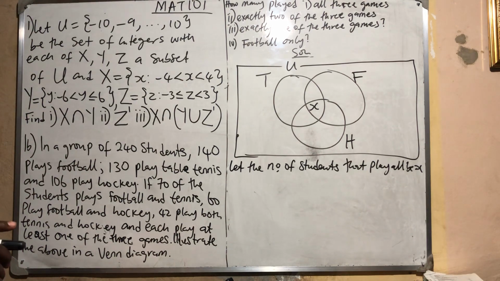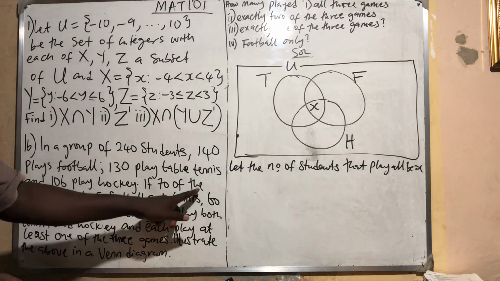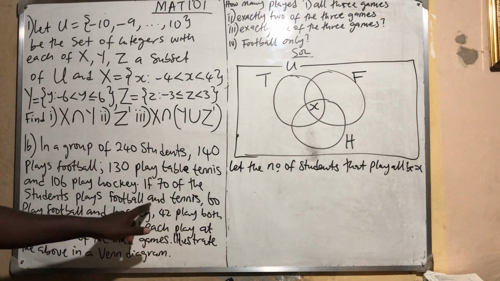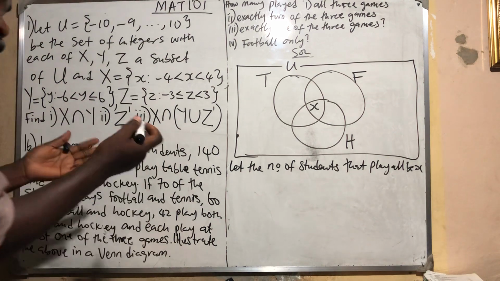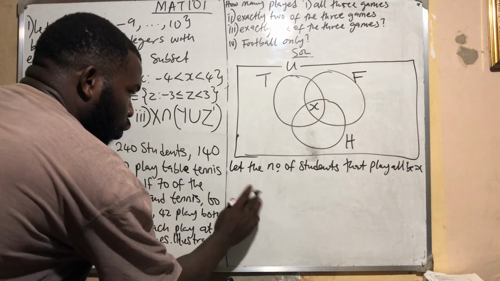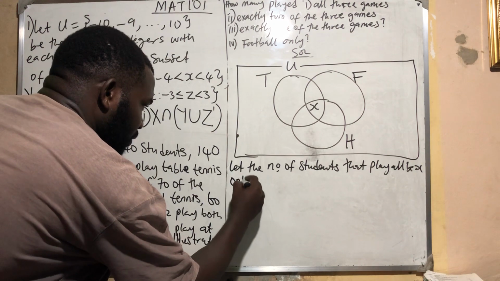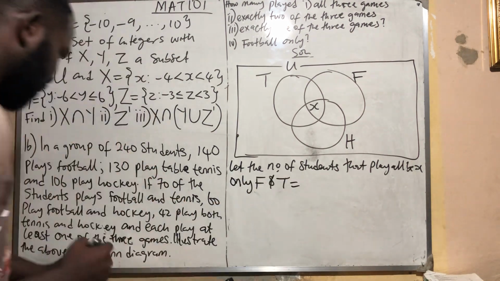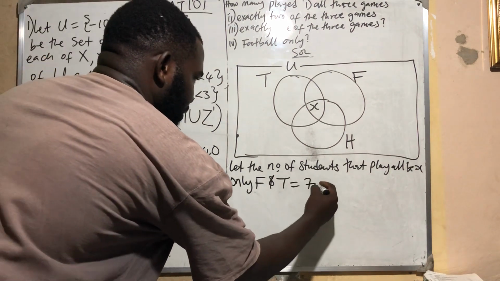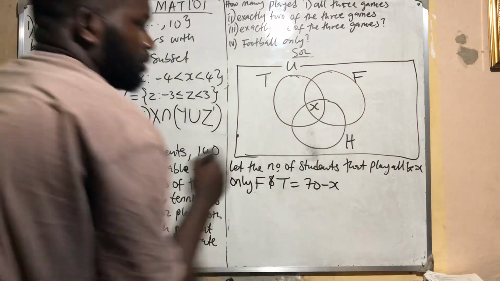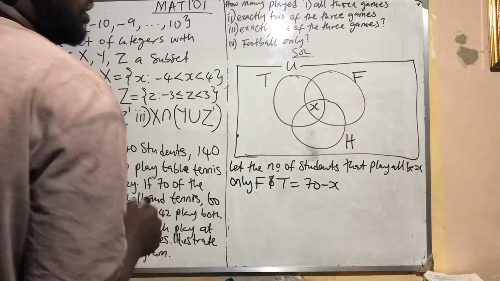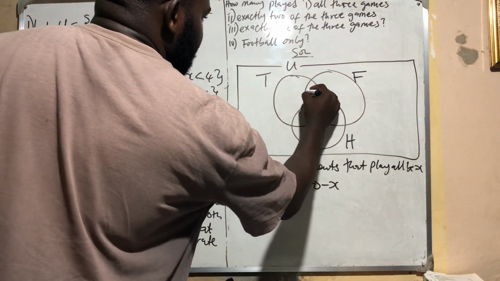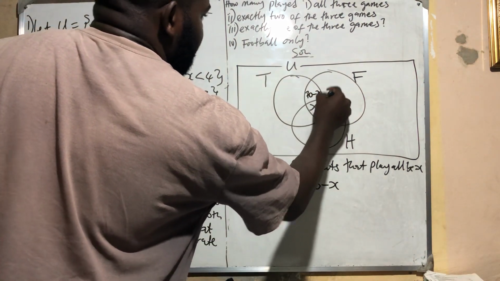Let's go to the people that play 2. They say 70 of the students play football and table tennis. But they did not say only. So they want to find only football and table tennis. Only football and table tennis will now be that 70 minus x, 70 minus the intersection of the 3. You will now come here and write that this is 70 minus x.